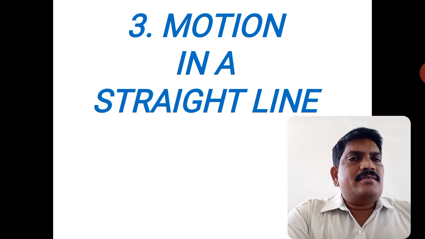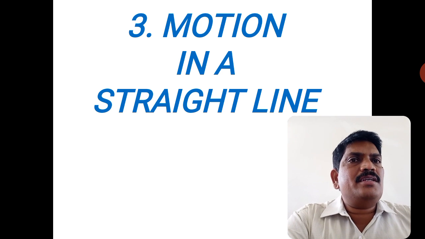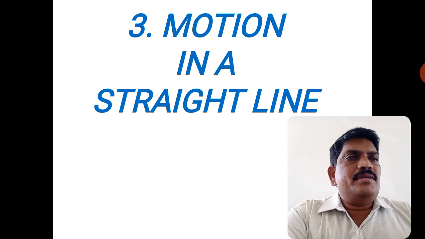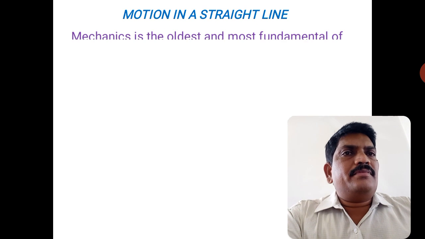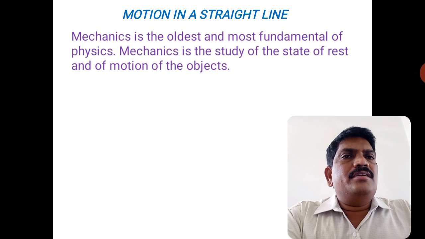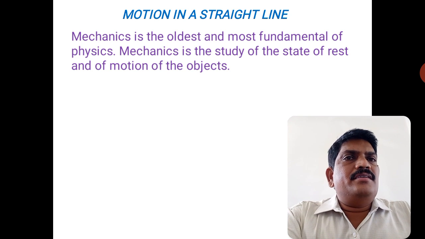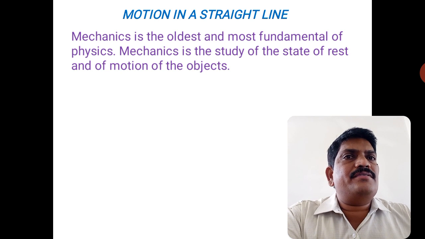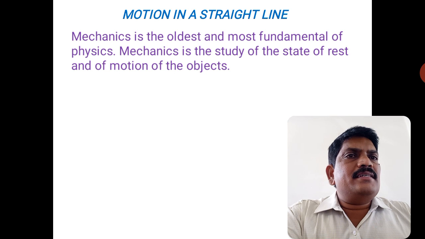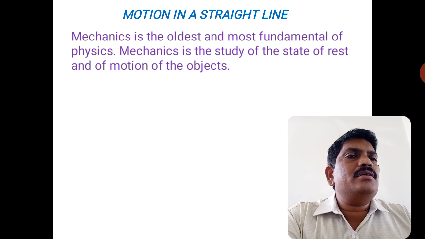Today, we have to discuss chapter number 3, that is motion in a straight line. Means the object is moving along a straight line. See, in this, mechanics is the oldest and most fundamental of physics. It is very common physics, and even physics starts with mechanics only, we can say. Mechanics is the study of rest and motion of the objects.